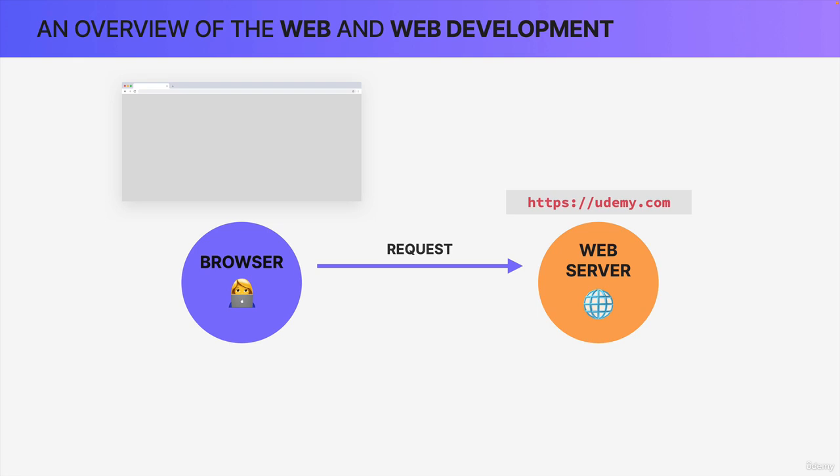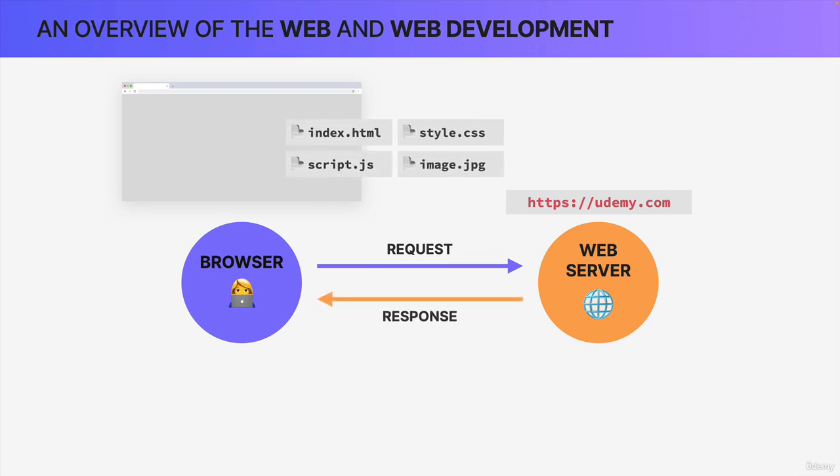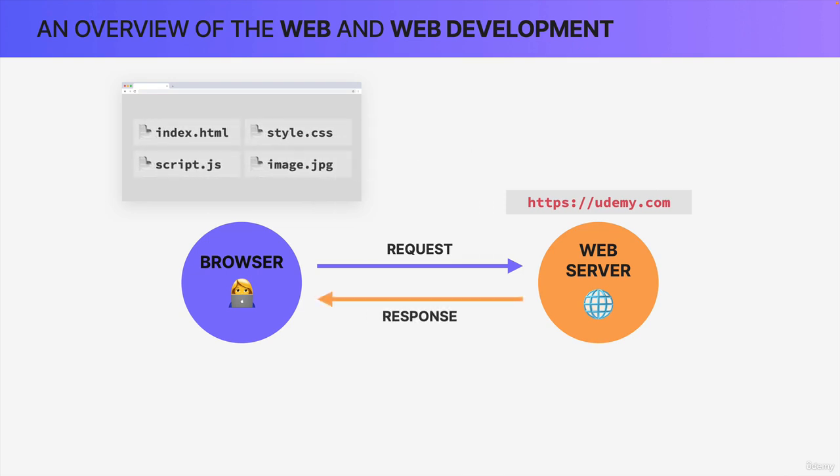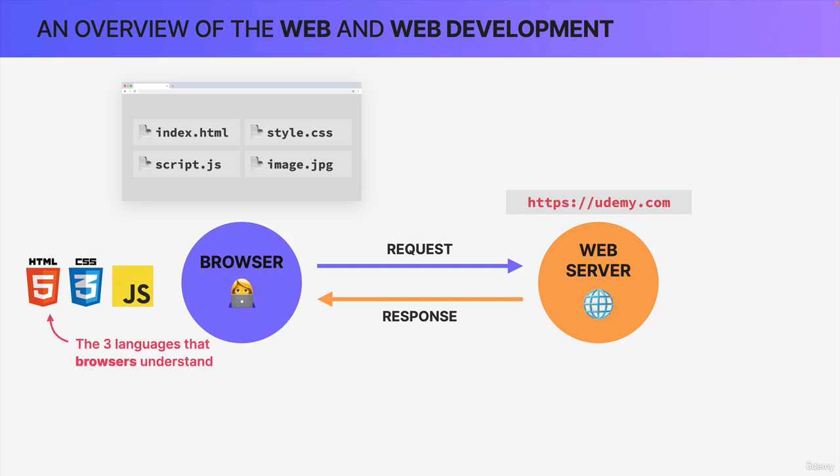Then, when the server receives the request, it will take all the files that make up the website and send them back to the browser. And so we say that the server sends a response to the browser, which essentially contains all of these files that the website is made of. Now, as you can see from these file extensions, we have some HTML, CSS, and also JavaScript code here. And these are precisely the three languages that browsers can understand.